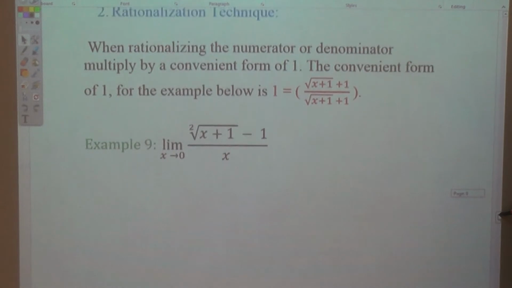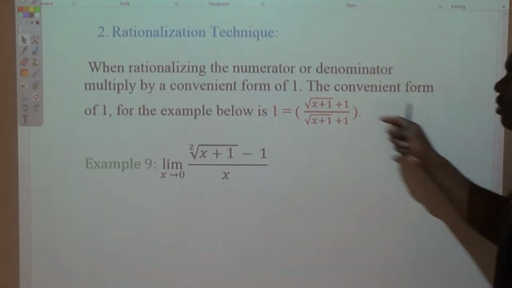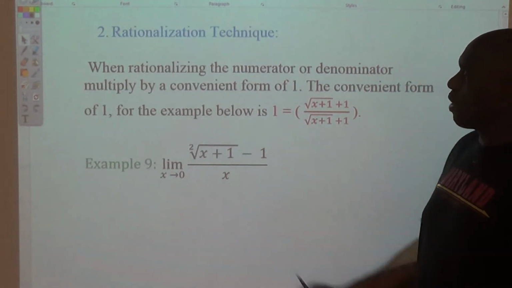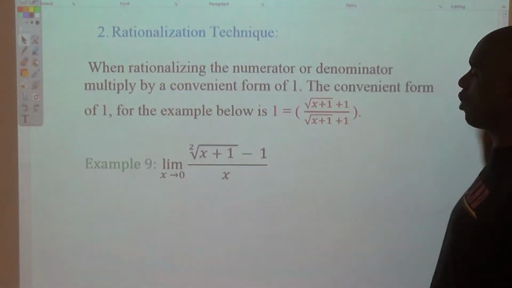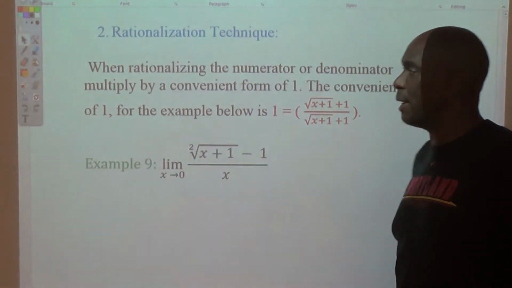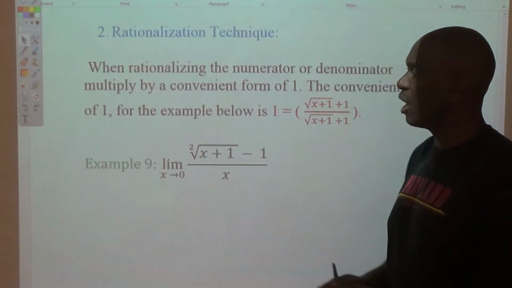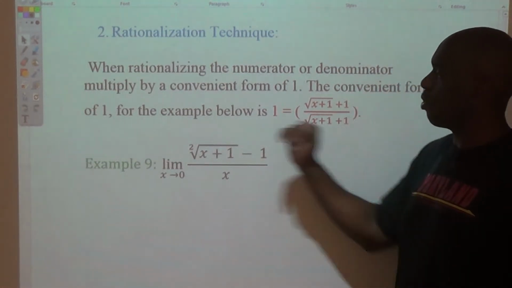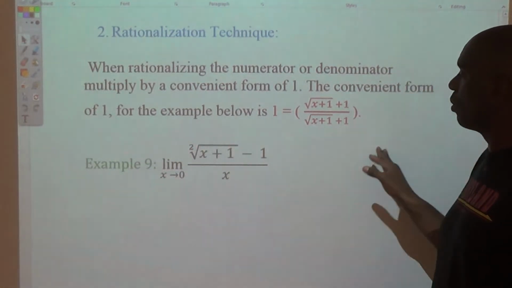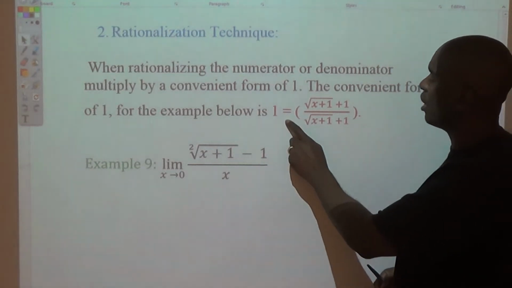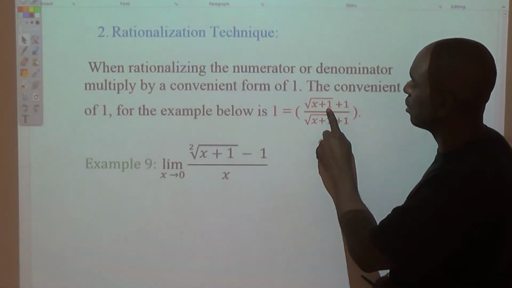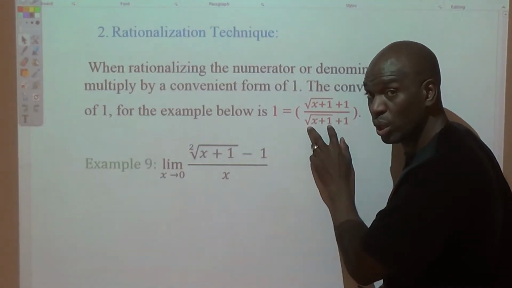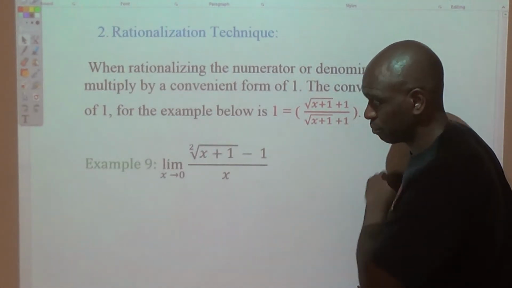All right. And then there's something called the rationalization technique. Whenever you're going to rationalize the numerator or denominator, we must multiply by a convenient form of 1. A convenient form of 1, for an example below, is 1 equals the square root of x plus 1 plus 1 divided by the square root of x plus 1 plus 1.